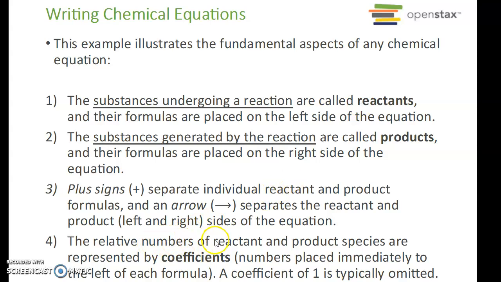The relative numbers of reactants and product species are represented by coefficients. These are the numbers placed immediately to the left of each of the formulas that we have talked about here.